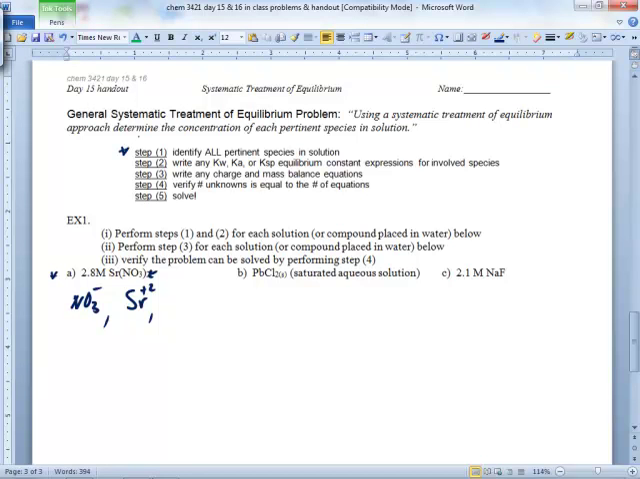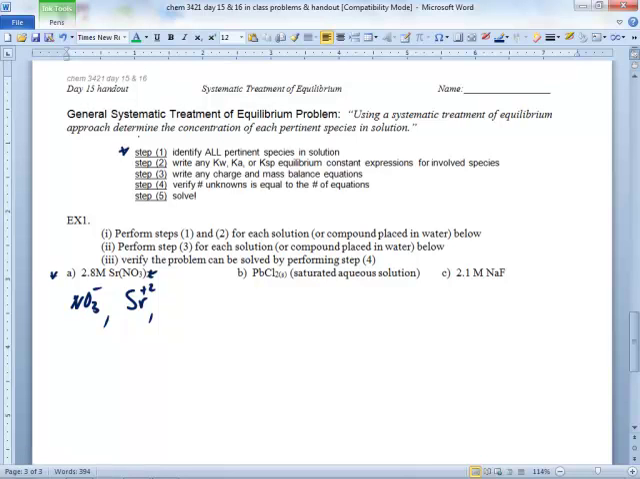Step 2. Do we have to write any Kw, Ka, or Ksp equilibrium constant expressions? Can we write any Kw, Ka, or Ksp with these? No. Okay, because it's a conjugate. If anything, you would guess Kb, but it's the conjugate of a strong acid, so the Kb doesn't exist. So there's really nothing to do for step 2.